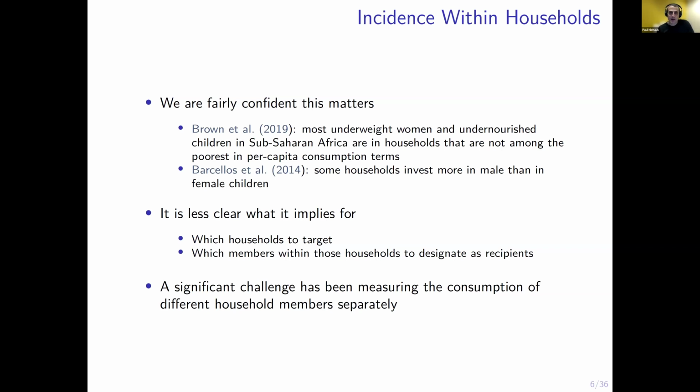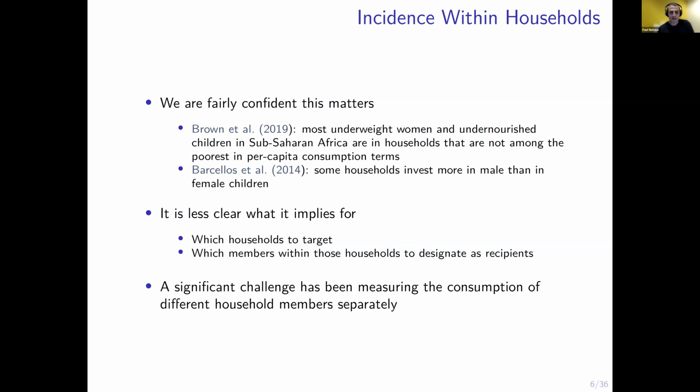Which suggests a lot of intra-household inequality there. Or very clear evidence from Barcelos et al., among other studies, that some households invest more in male than in female children, right? So I think it's pretty well established that there is some of this out there. The questions then are, what does that imply for how we design transfer programs, both in terms of which households to target and also which members within those households we want to designate as recipients, and whether that matters.